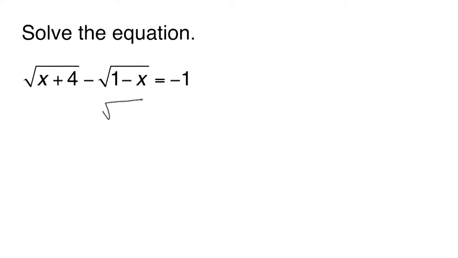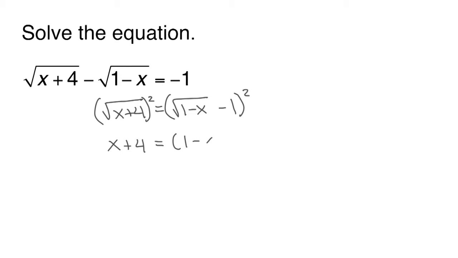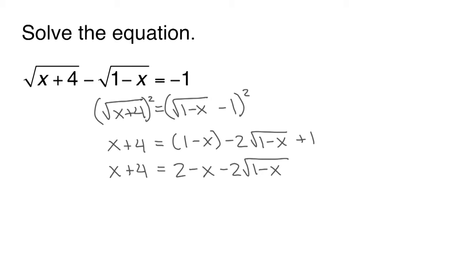So we have the square root of x plus 4 is equal to the square root of 1 minus x minus 1. Now we'll square both sides of the equation. Once we square both sides, we have x plus 4 is equal to 1 minus x minus 2 times the square root of 1 minus x plus 1. Simplifying the right side, we have x plus 4 is equal to 2 minus x minus 2 times the square root of 1 minus x.